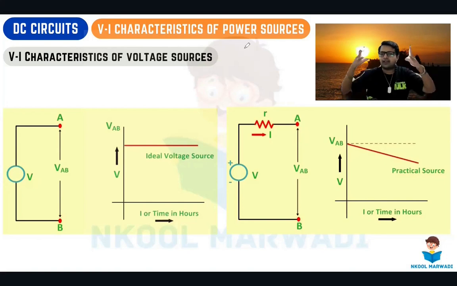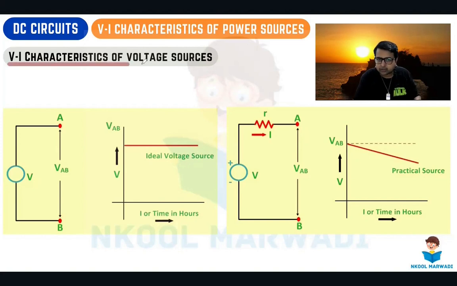So let us suppose I have a DC circuit in which I have a power source. Now how the VI graph will look, that we will try to analyze. So, VI characteristics of voltage sources. Let us suppose I have a DC voltage source. Now how the VI graph will look in an ideal scenario and in a real scenario, let us try to analyze.